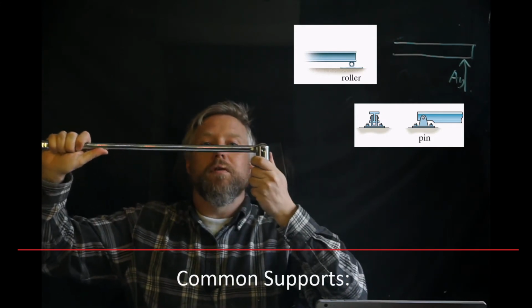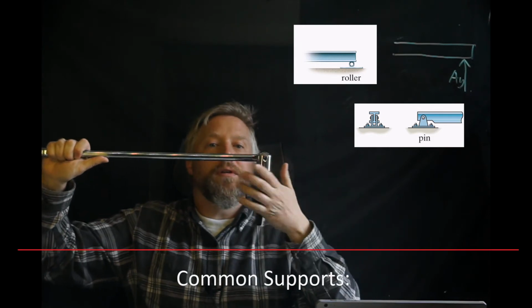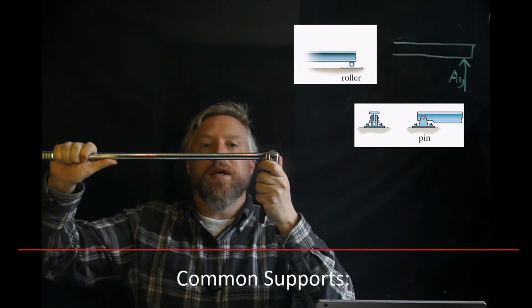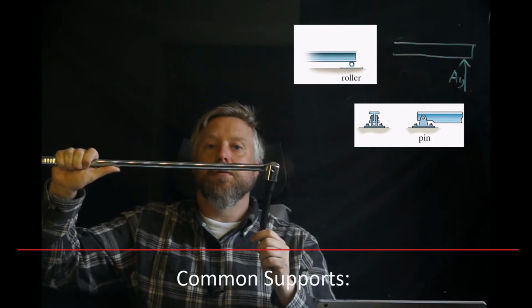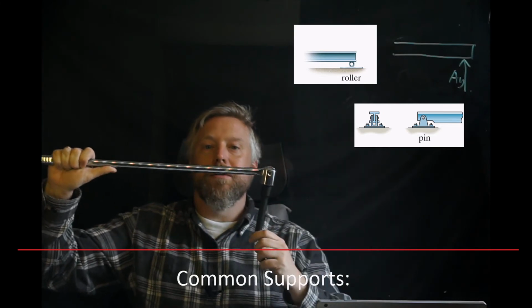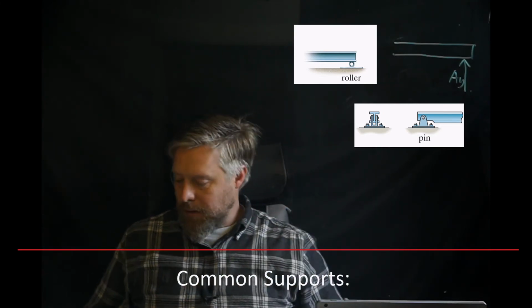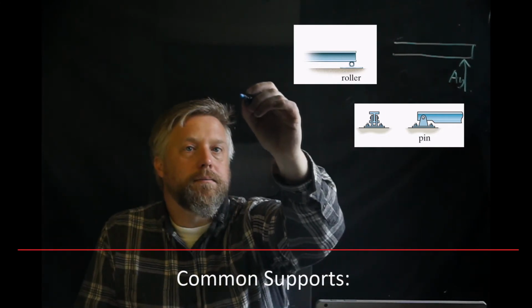Does it keep me from moving right and left? It sure does. I can't move right and left. I can pull and pull. It's not going to move. Does it keep me from moving up and down? It sure does. I can't move up and down. So it restricts those 2 degrees of freedom. But does it keep me from rotating? Nope. A pin support is made to rotate. So when we replace the pin support, we would end up drawing that body.